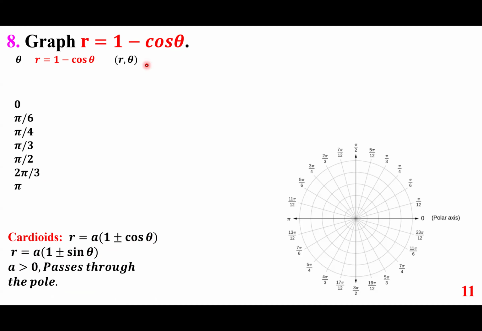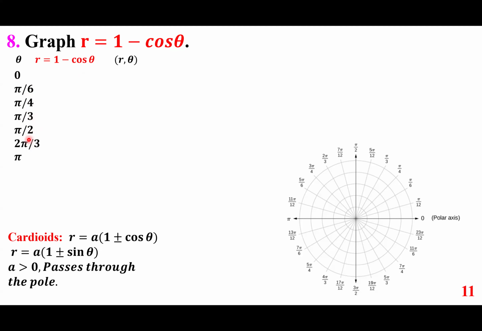So we are going to look at easy numbers from 0 to pi. At 0, cosine is 1. 1 minus 1 is 0. Pi over 6, 1 minus square root of 3 over 2. Pi over 4, 1 minus square root of 2 over 2. Pi over 3, 1 minus 1 half, or 1 half. Pi over 2, 1 minus 0, or 1.